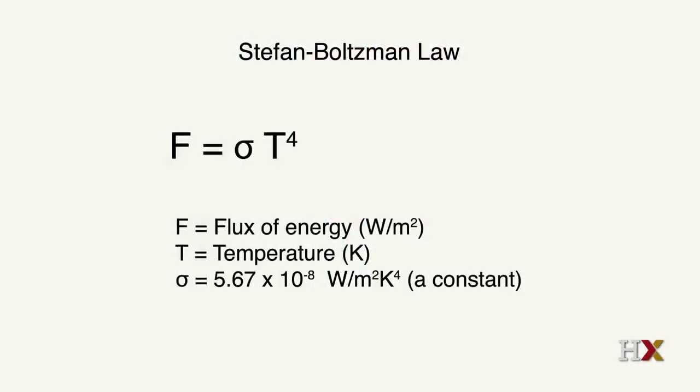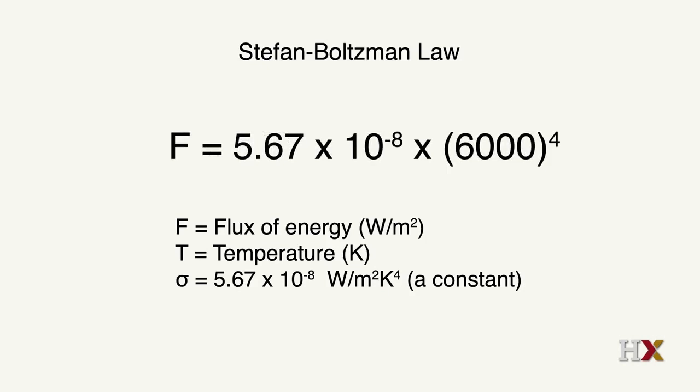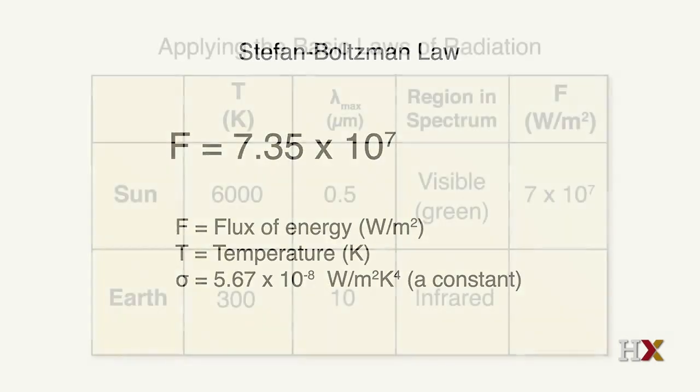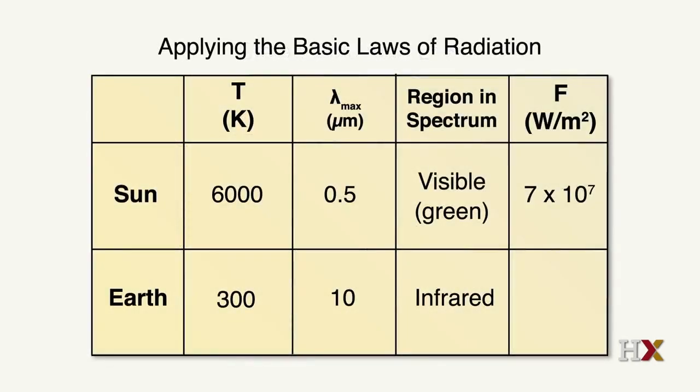If we take those temperatures and plug them into the Stefan-Boltzmann law, where we raise the temperature to the fourth power, we get that the flux of energy from the Sun is about 7 times 10 to the 7th watts per meter squared, whereas the flux of energy from the Earth is about 460 watts per meter squared, much, much less. That's not that surprising.